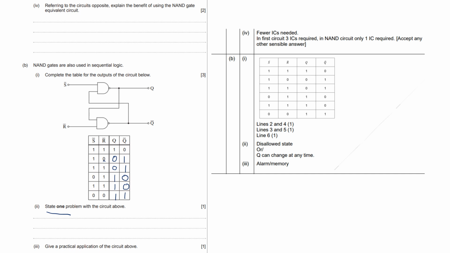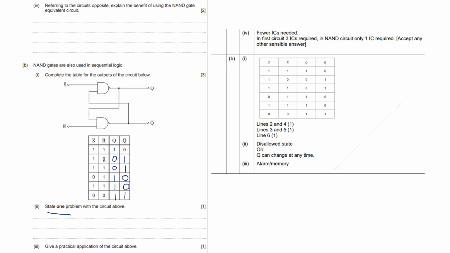The last bit, give a practical application of the circuit above. The obvious one is an alarm or memory. I would give switch bounce as an answer as well. I'm pretty sure the examiner would give that, but if you know more than one, just write them down. Alarm, memory, switch bounce. You know that the SR flip-flops do all of those things. But I suppose the first thing to come to mind would actually be memory.